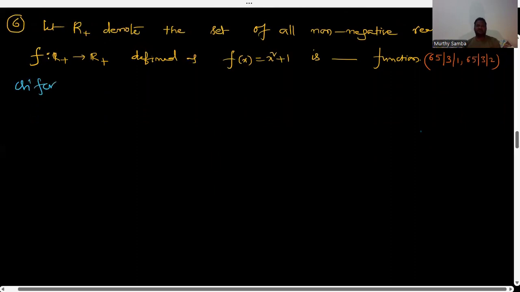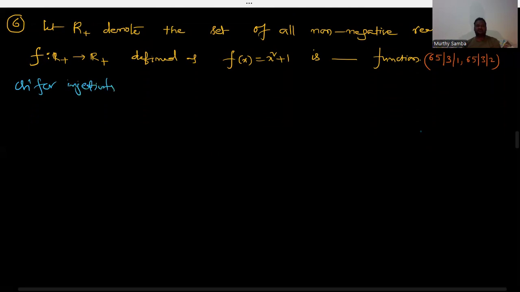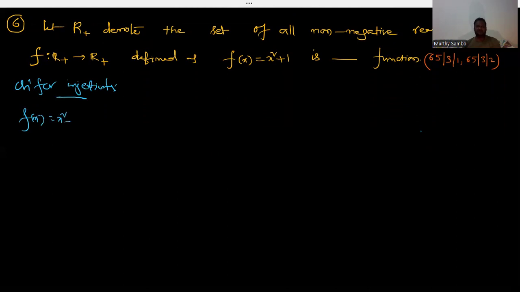So this is checking for injectivity. When we check for injectivity, you can say f of x is equal to x square plus 1, which is equal to f of y. I'm writing directly y square plus 1. x square plus 1 equal to y square plus 1, 1 and 1 get cancelled. x square is equal to y square.